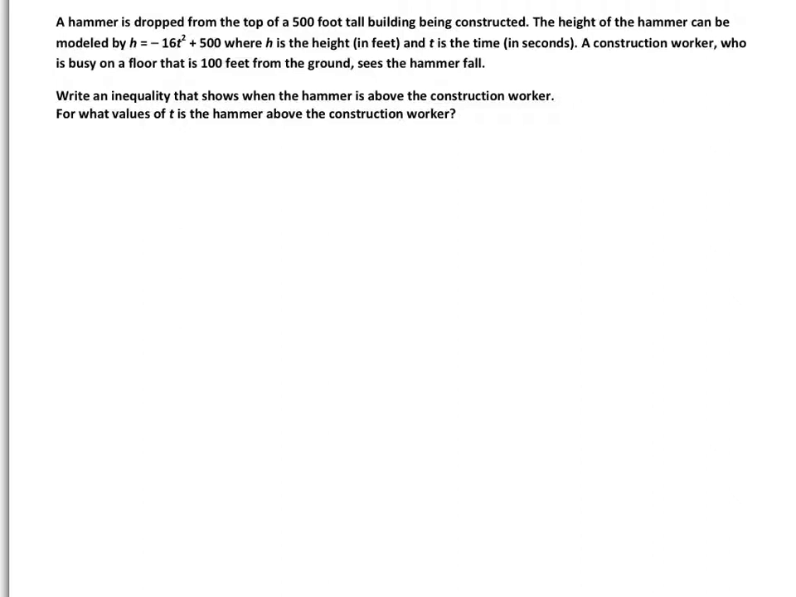A hammer is dropped from the top of a 500-foot tall building being constructed. The height of the hammer can be modeled by that equation: h equals negative 16 t squared plus 500, where negative 16 t squared is gravity, h is the height in feet, and t is the time in seconds. A construction worker, busy on a floor that is 100 feet from the ground, sees the hammer fall. So it's falling from the top. Write an inequality that shows when the hammer is above the construction worker. Okay? So the height is above the construction worker.